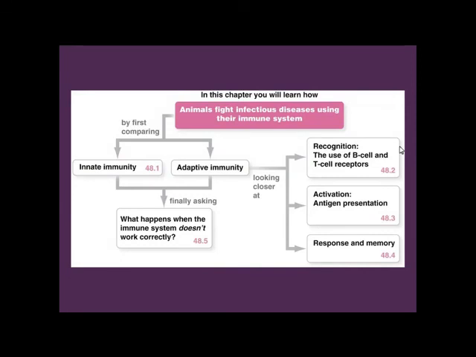All right, so hopefully you have learned a little bit about innate and adaptive immunity. You'll learn what happens if the immune system doesn't work correctly, and then we took a closer look at how B cells and T cells are used, and activation, memory, and response.